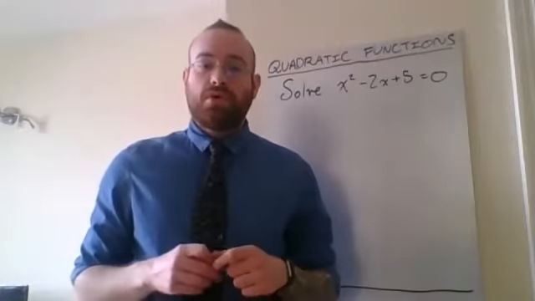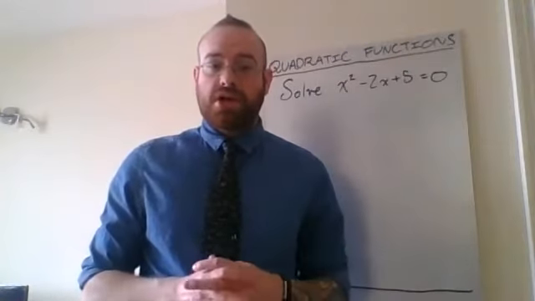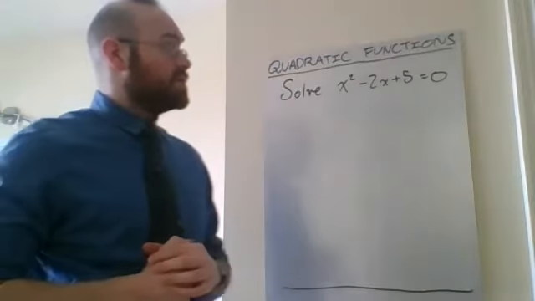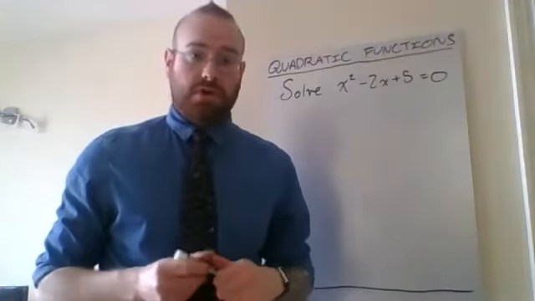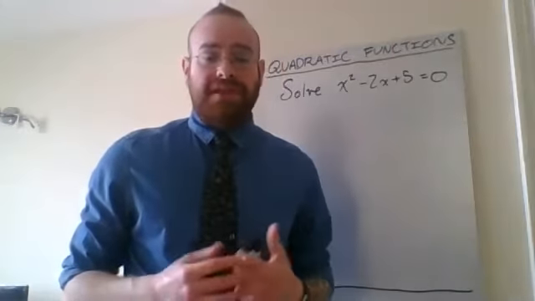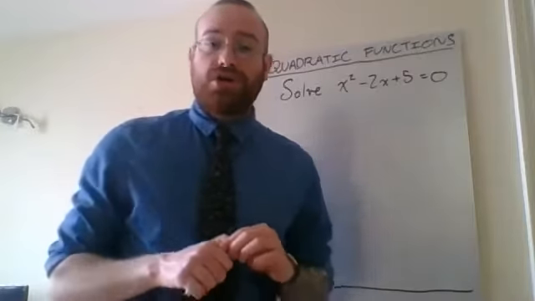So in this video, we're going to solve a quadratic equation using the quadratic formula. We're asked to solve x squared minus 2x plus 5 equals 0. We could try factoring this equation, but as it turns out, it's not going to factor very well. So let's remember our quadratic formula.